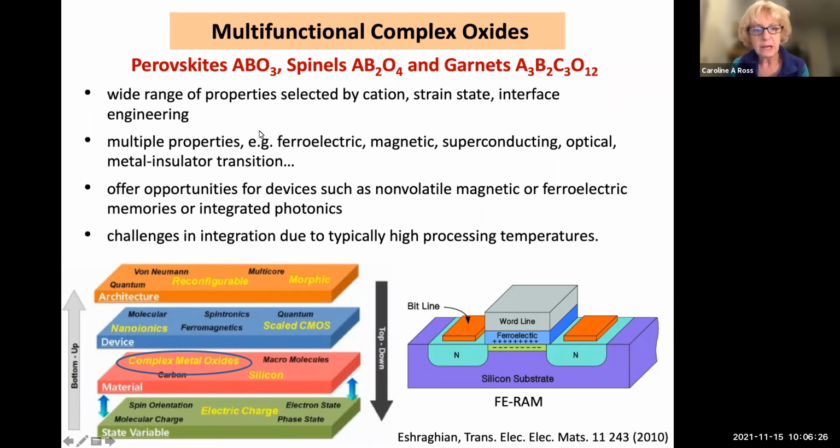Now, they're challenging materials to deal with, and the primary reason is that they are usually grown at high temperatures, and there are a lot of possible materials that can form with a given set of ingredients. That means we have to be able to select the phase, the structure, and the composition that we want in order to get the properties that we want.